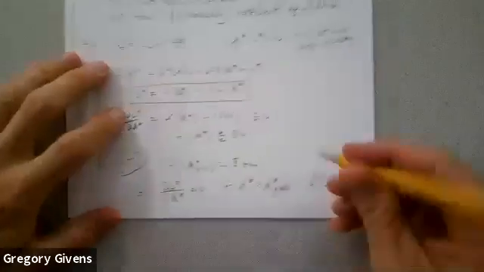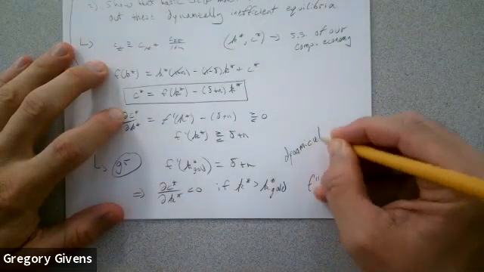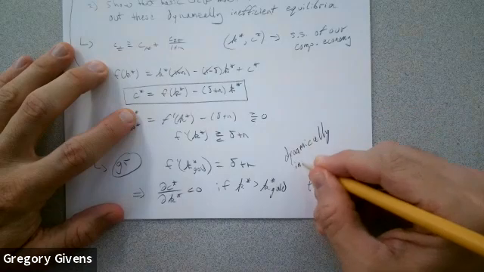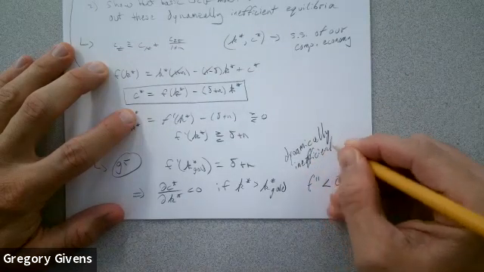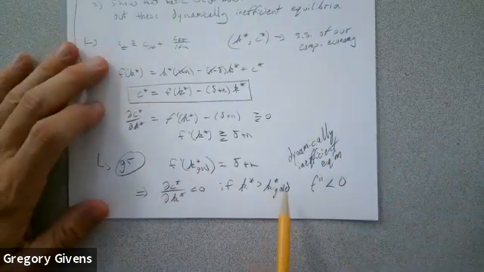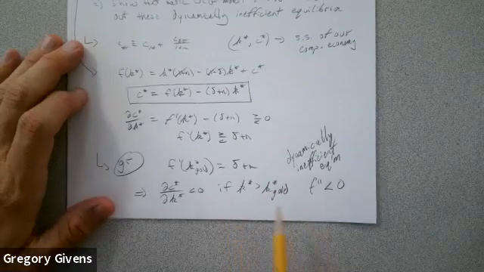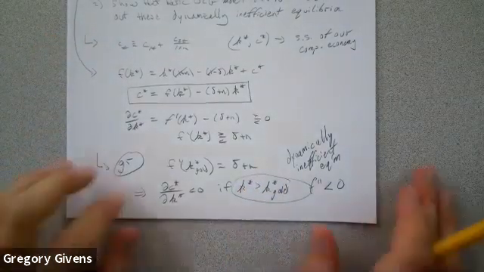This is what's known as a dynamically inefficient equilibrium. It's any equilibrium where K star is bigger than the golden rule.